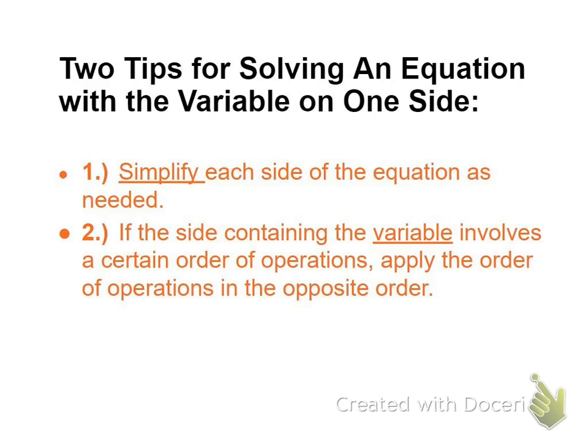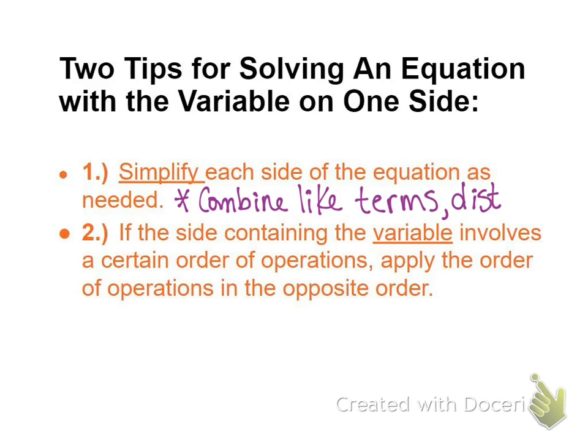Here we've got 2 tips for solving an equation with the variable on one side. So it's really nothing new. Okay, this is the same as the last slide, worded a little different. So I would not be worried about writing this slide down if you got the last one. Simplify each side of the equation as necessary. If you want to make a note by that saying that what you should do is combine like terms or distribute, things like that, that's what we mean by simplify. If anything like that is necessary, that's when you should do it.